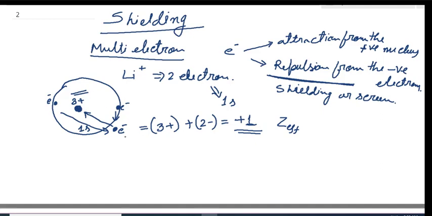The inner electron in effect shields the outer electron from the full nuclear charge. This is called shielding.